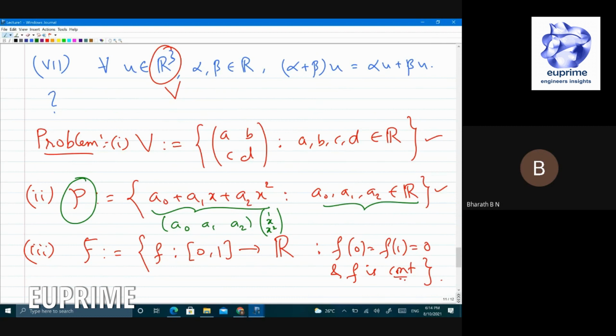What is a 0 in this set? See, 0 number, right? That is very clear. But what is a 0? If I say 0 belongs to P, what is this 0 actually? It's not the usual 0, right? What is this 0?